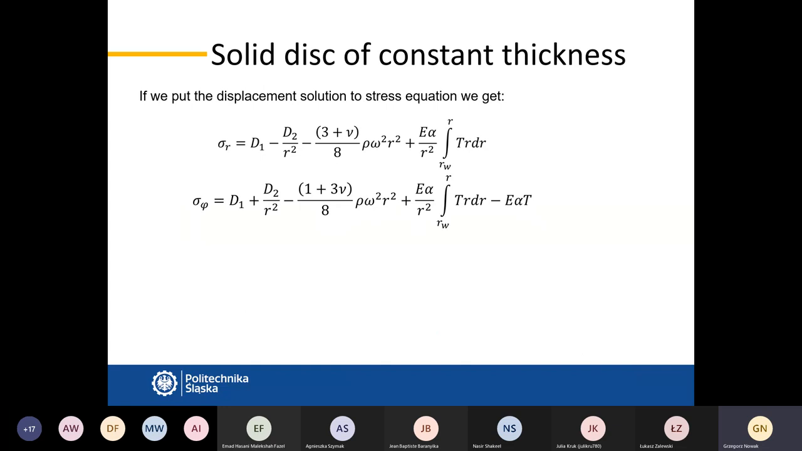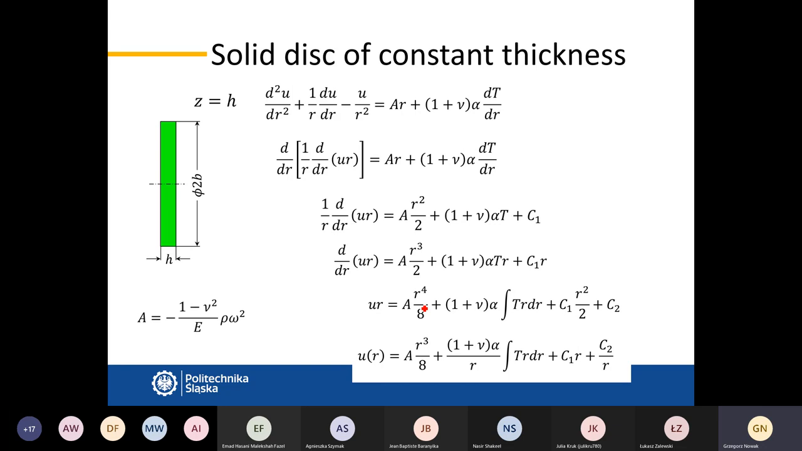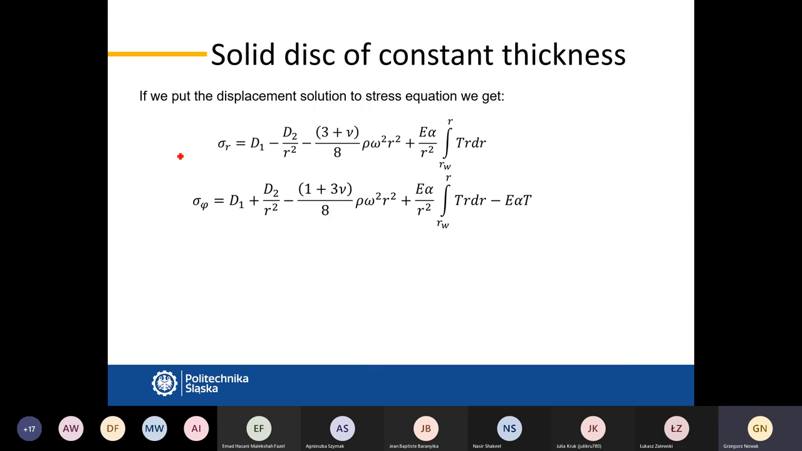So if we put the displacement solution into the stress equation, we will get the formulas for stresses, of course, general. Since we have here the constants, these are slightly different constants because they were constants for displacement. Now they are constants for stresses, but they will be found in a moment. So the stress distribution will be, of course, connected to the factor resulting from revolutions here, and the factor resulting from temperature difference or temperature change.